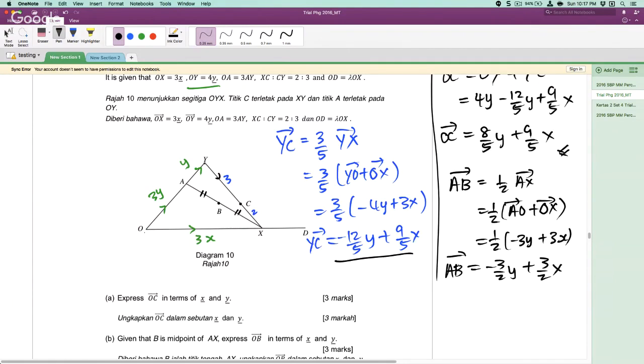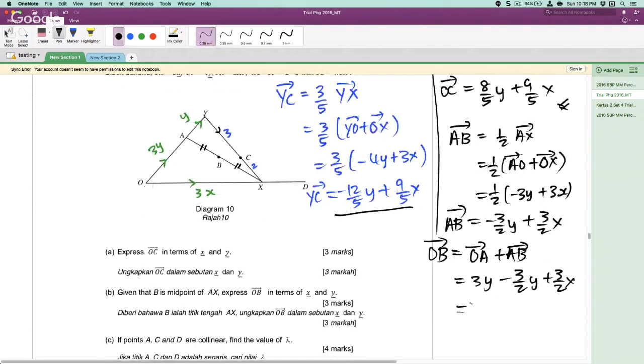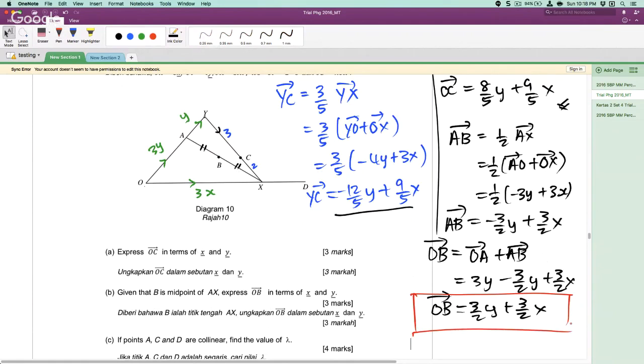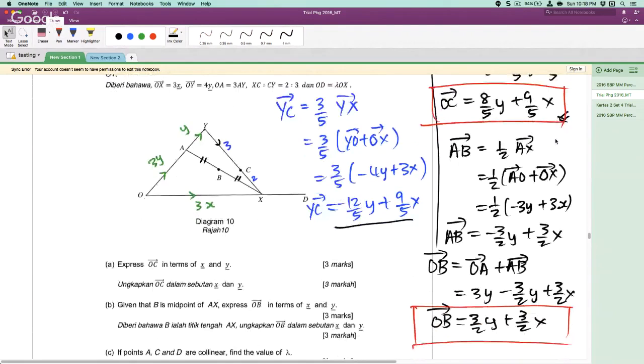The question asks me to find OB. I know OB equals OA plus AB. OA equals 3y, plus AB, which I got above: negative 3 over 2y plus 3 over 2x. If I solve it, I can easily get my OB, which is 3 over 2y plus 3 over 2x. Okay, this is OB, done. This is the second part. Let me use this to highlight all my final answers, OB, OC, something like that.